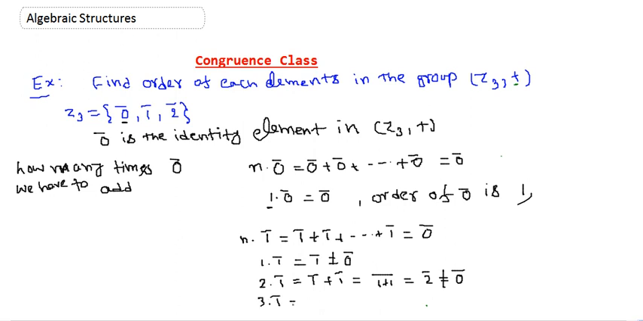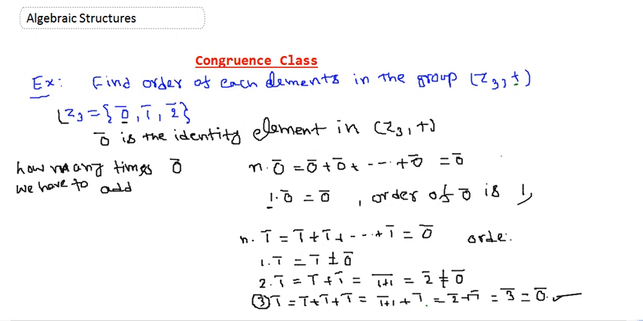Now what about 3 times 1 bar? That means we are adding 1 with 1, 3 times. So 1 bar plus 1 bar plus 1 bar gives 1 plus 1 bar plus 1 bar, so 2 bar plus 1 bar, and this gives ultimately 3 bar. We know that for the group Z3, with these 3 elements, 3 bar is actually 0 bar, because if I divide 3 by 3, then we get the remainder 0. So 3 bar is equal to 0 bar. So we get the identity element. So what is the order of the element 1 bar? 3 is the least number of times we have to add 1 bar to get 0 bar. So the order of 1 bar is none other than 3.